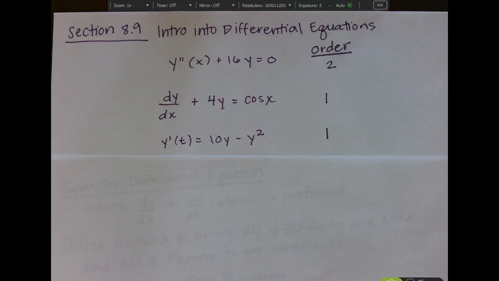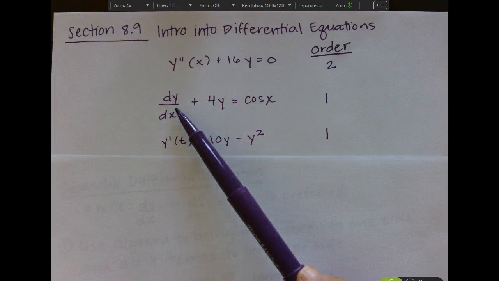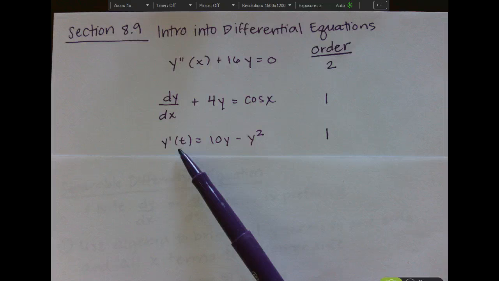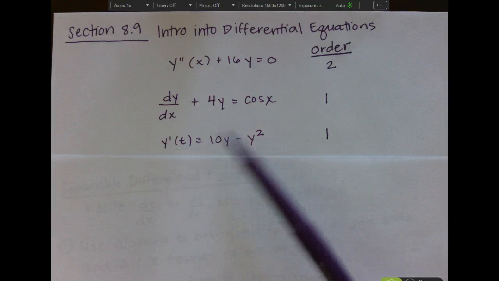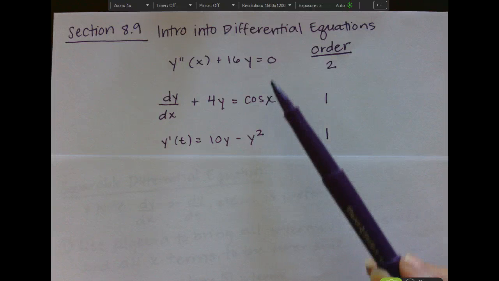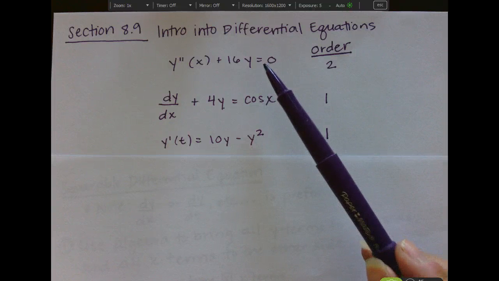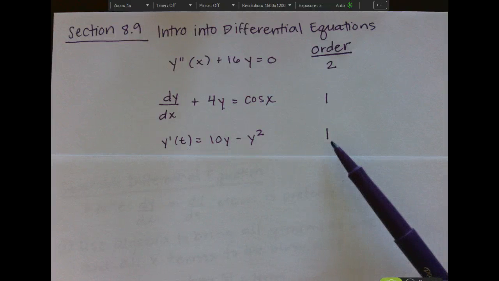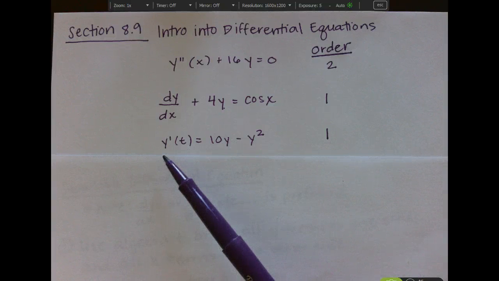My third example just utilizes a different notation. As opposed to dy dx, I have y prime of t, which still just means first derivative. So although this equation is a quadratic differential equation, whereas the other ones are linear differential equations, we still have a first order differential equation in that third example because of the first derivative.